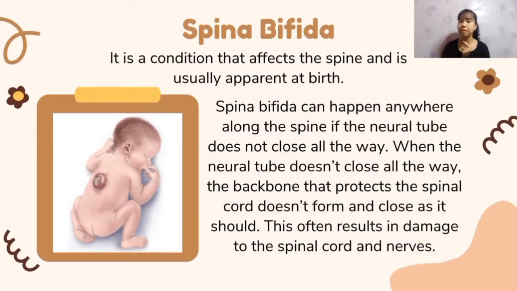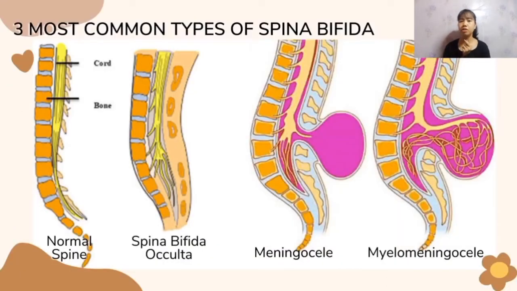Spina bifida can happen anywhere along the spine if the neural tube does not close all the way. When the neural tube does not close all the way, the backbone that protects the spinal cord doesn't form and close as it should. This often results in damage to the spinal cord and nerves. The three most common types of spina bifida are spina bifida occulta, meningocele, and myelomeningocele.